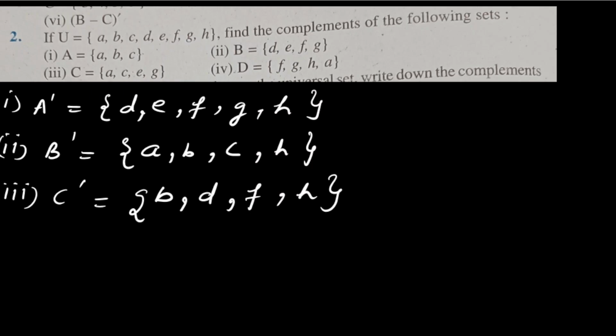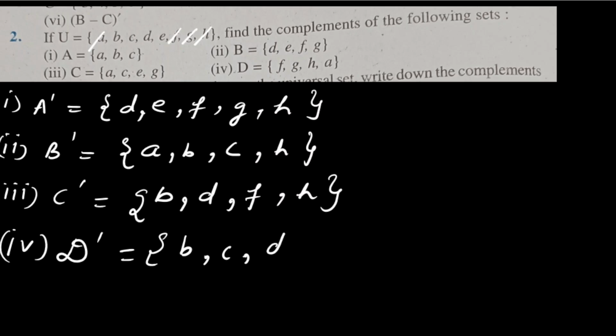Now let's find the next one, which is D complement. Again let's just scratch the elements of D so that it will be easy for us to write. So in D complement, F won't be there, G won't be there, H won't be there, and A will also not be there. So the remaining elements I'll write. The remaining elements are B, C, D and E. So with this we have completed question number 2 of this exercise.